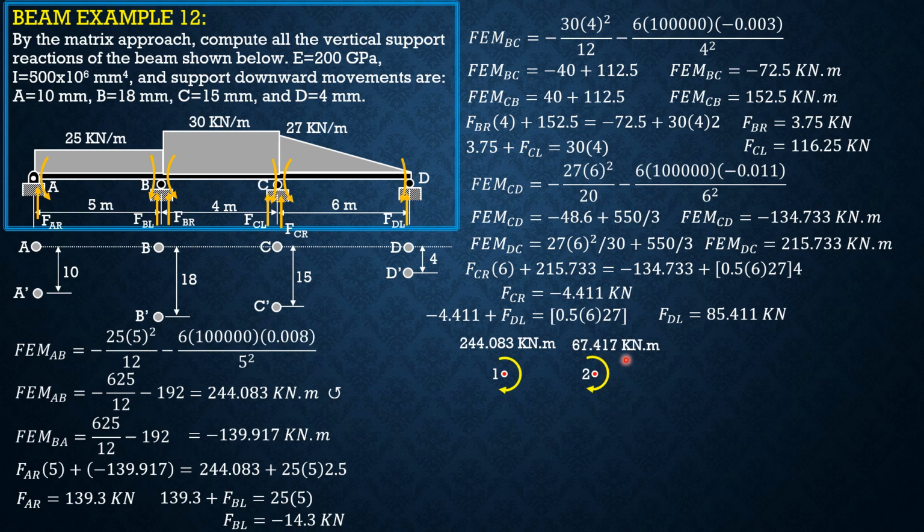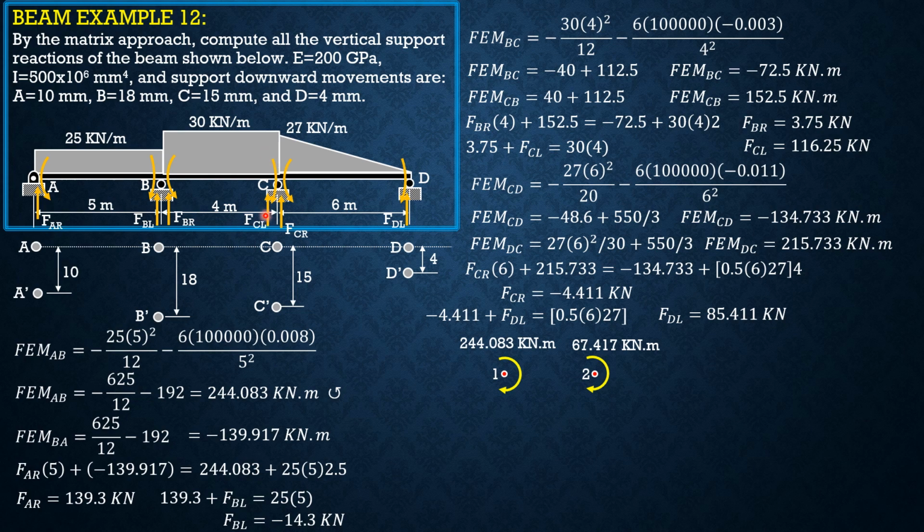So that's 67.417. Again, negative 139.917, because this is negative, and minus this value, negative 72.5, the result is negative. So that's why it is clockwise here at node 2.